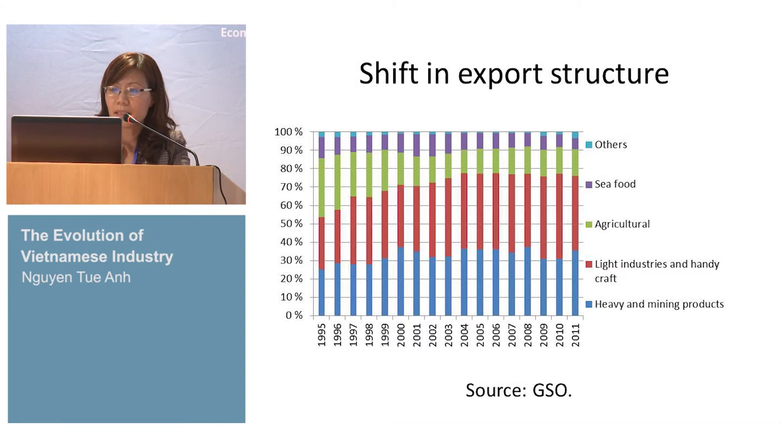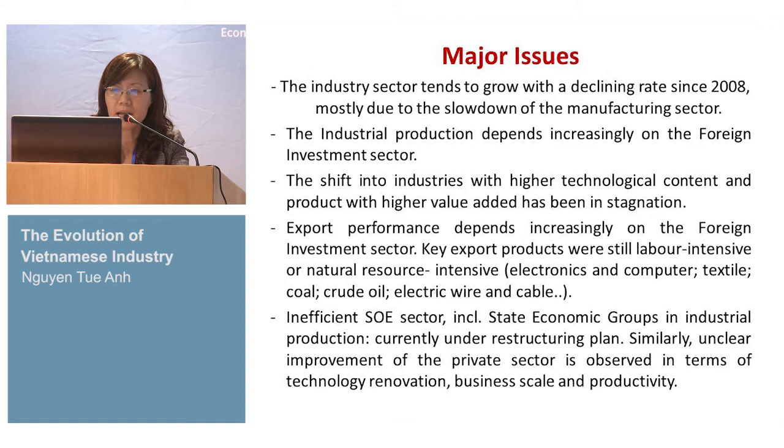In this figure, you can see that heavy and mining products somehow keep their share stable, and you can see here that from 2011, heavy and mining products still account for more than 30% of exports in Vietnam. Now, what are the major issues? One minute. So I would like to highlight here five major problems of industrial policy in Vietnam.